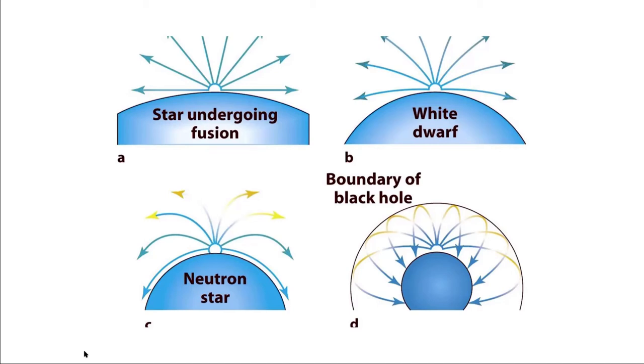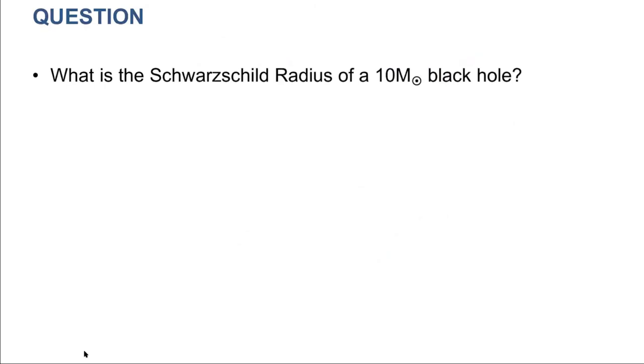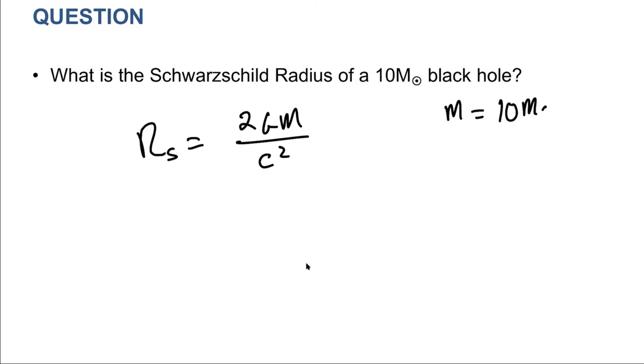So we have an equation, we can do a calculation. What is the Schwarzschild radius of a black hole that has a mass of 10 solar masses? Let's do the calculation. We know that the Schwarzschild radius is 2 times G times M divided by c squared. We know that the mass is 10 solar masses, and one solar mass is 2 times 10 to the 30th kilograms. 10 times 2 times 10 to the 30th is 2 times 10 to the 31 kilograms.